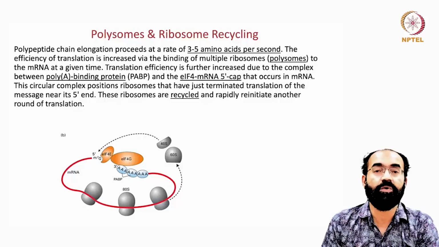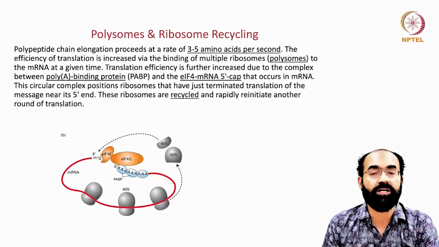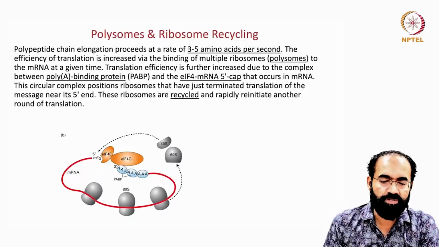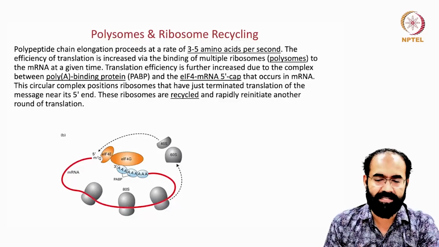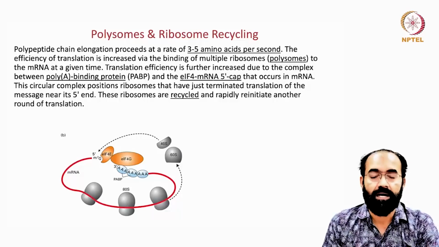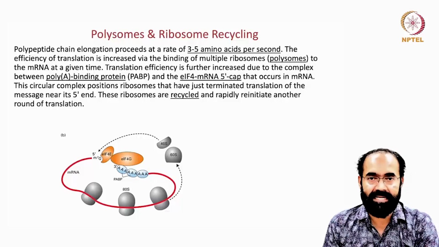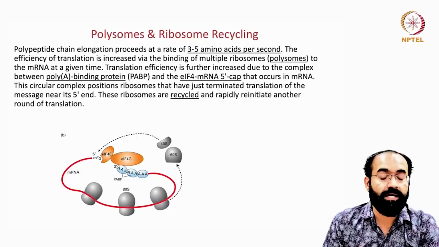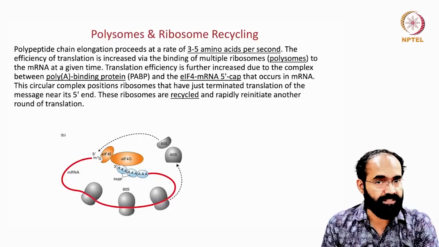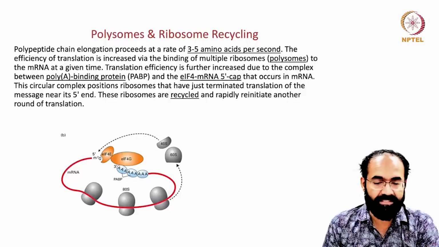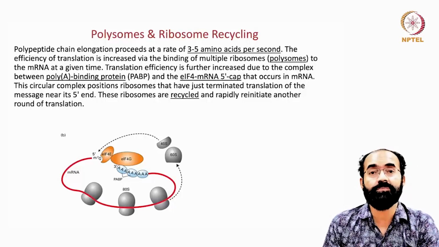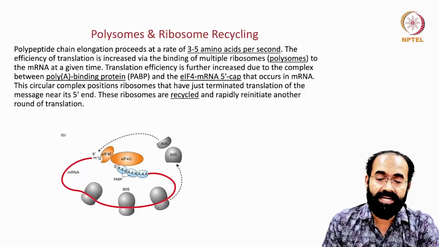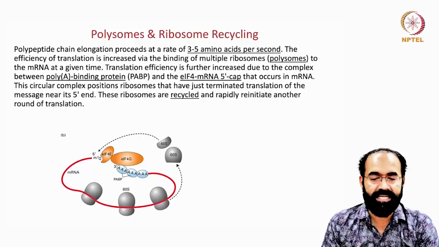The translation efficiency is further increased due to the complex between poly A binding protein PABP and ELF4 at the 5' cap of the mRNA. This circular complex positions the ribosomes that have just terminated translation of the message, and it's an indicator that this RNA has just completed one round of translation. This gives a message to the system also that this RNA has completed one round of translation.